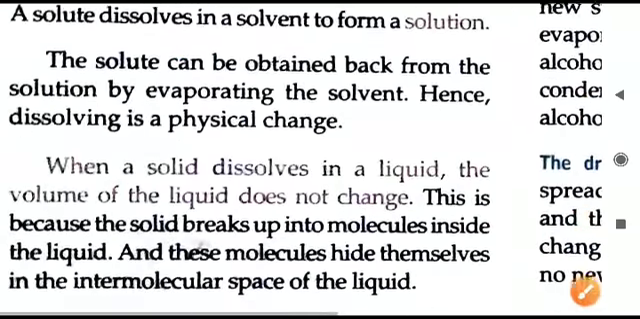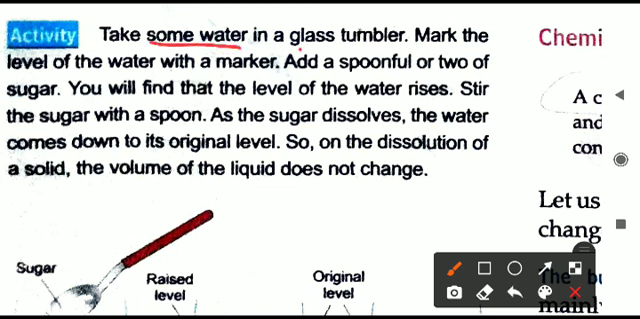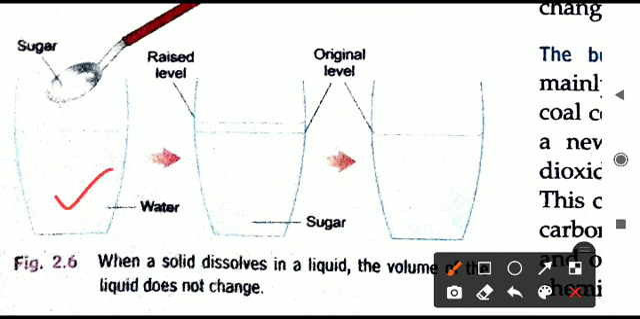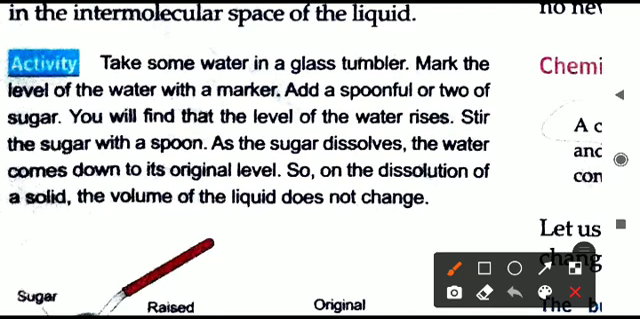For example, now let us see an example. Here an activity is given. We have to take some water in a glass tumbler, and mark the level of the water with a marker. As you can see in this diagram, we have taken water in a glass tumbler, filled the water up to a particular level, and marked it with the help of a marker. And then we are adding sugar to this water in the glass tumbler. On adding this sugar, that is the solute, what will happen? The water level will rise.